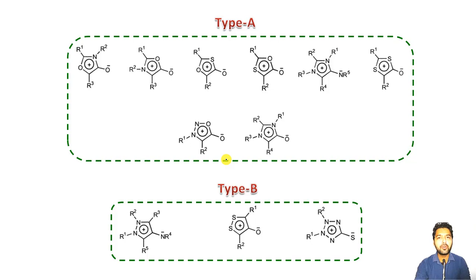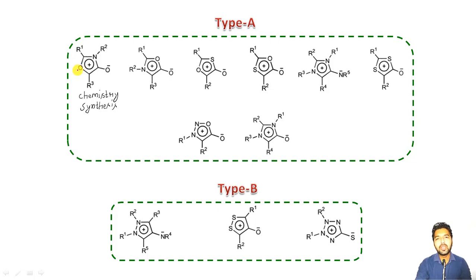So the plan is we will be taking all these mesoionic heterocycles, whether type A or type B, one by one. We will be doing the synthesis part as well as the chemical reactions or the chemical properties of all these molecules. I will be devoting this whole lecture towards the chemistry, meaning the chemical properties as well as the synthesis, for this very first type A mesoionic heterocycle, which is once again 1,3-oxazolium 4-olate.